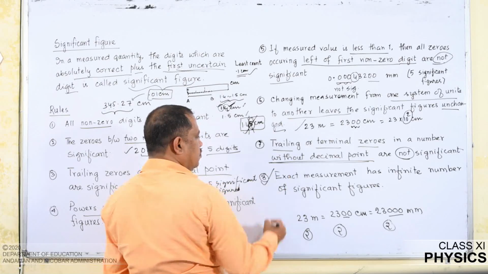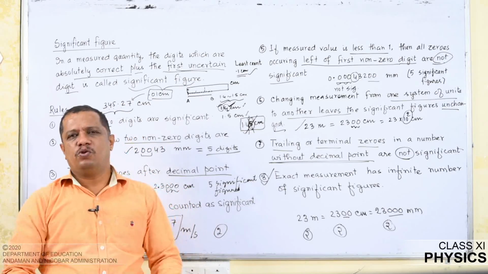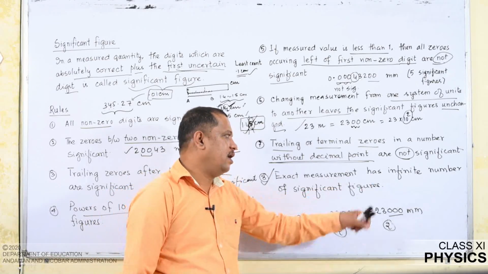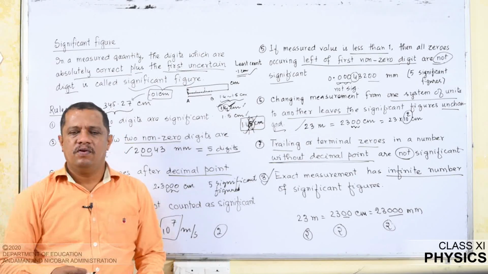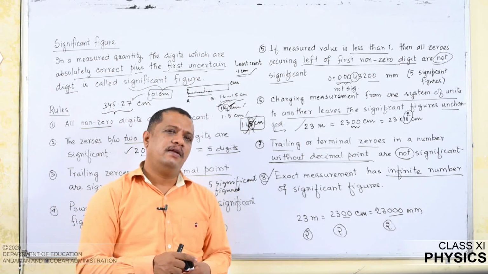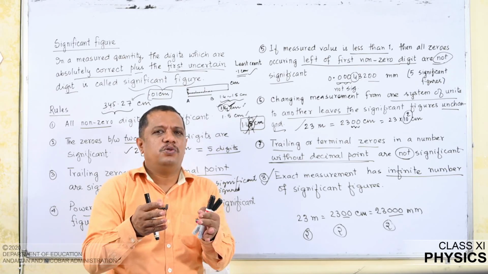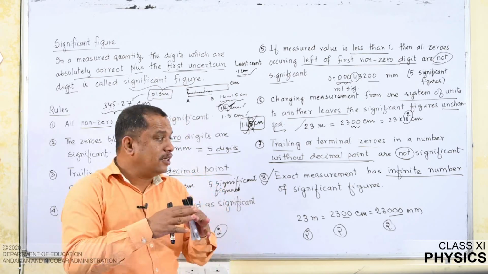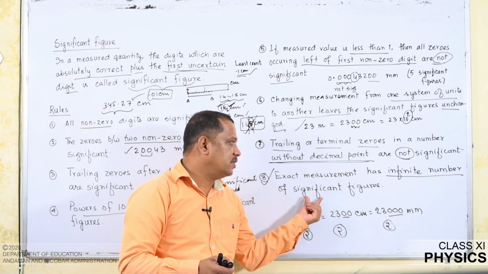The most beautiful rule says that an exact measurement, that means the true measured value of any physical quantity, will always have infinite number of significant figures. Of course, when you use a device to measure a physical quantity, if it has got a least count, then there is a limitation to approach towards the true value. So, if I have a measuring instrument which has no least count, then that measured value will have infinite significant figures.